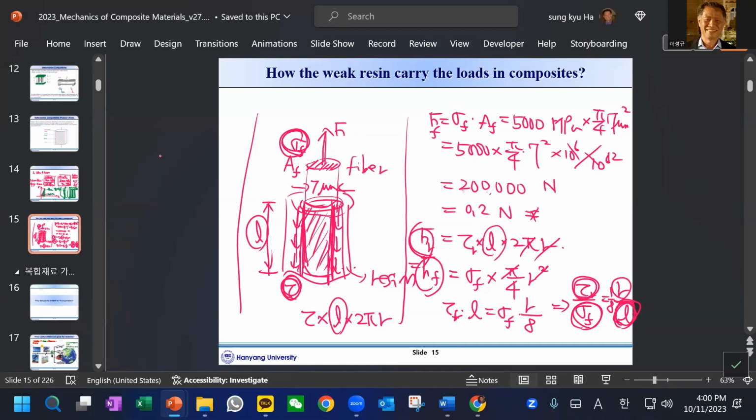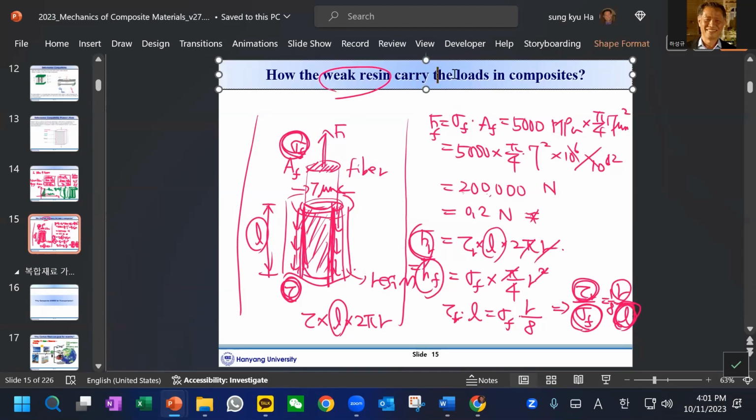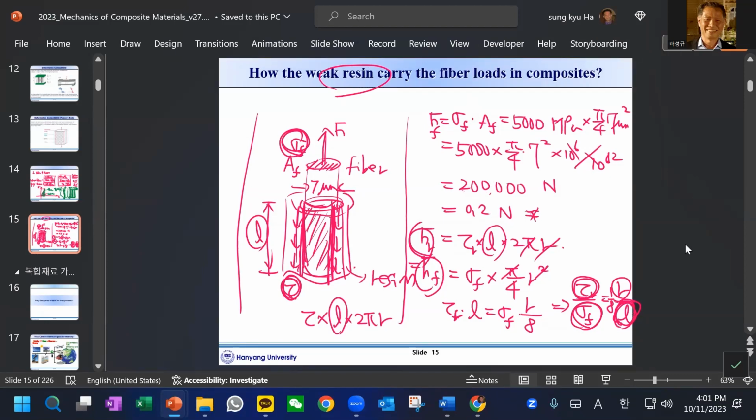Okay, so that's why, weak resin, how can it carry the fiber load in composite? I think this is the very important mechanics of the fiber reinforced plastics.